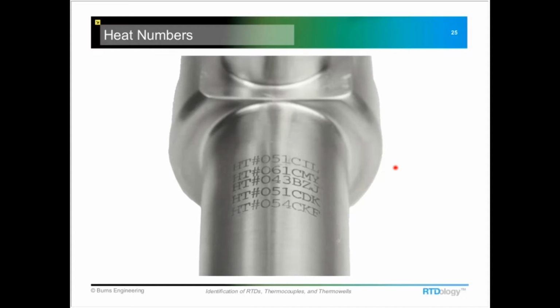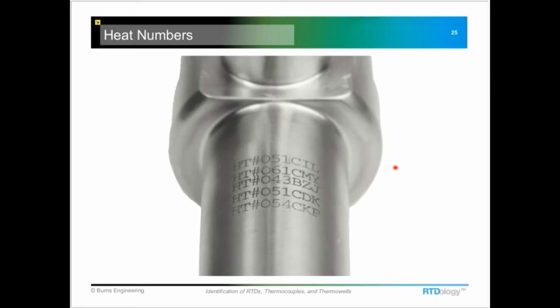You're going to notice some markings on Thermowells too. Most of these are going to be the material heat numbers. When the parts were made, the metal chemistry is defined by these heat numbers, and they'll be marked on the part as a means of material traceability.